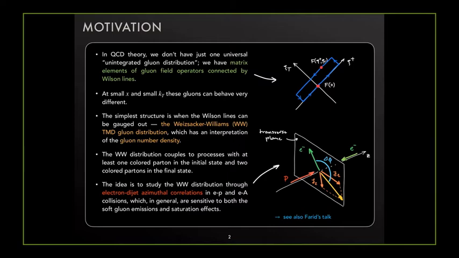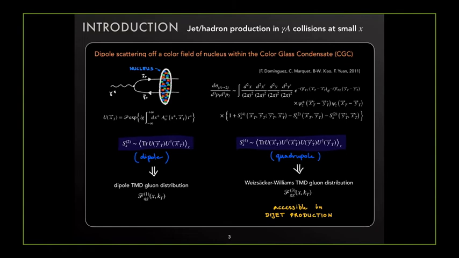As I don't have to talk much about the introduction, let me remind: how do we describe the production of particles at small x, say in color glass condensate theory? Now we go back to the leading order, compared to the previous talk by Paul, which was impressive work. As a reminder, a virtual photon splits into a color dipole, and this dipole scatters through the color field.